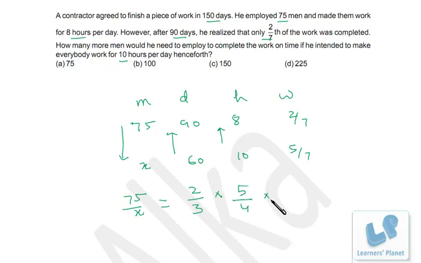So I write 5 by 4. Then more work is there, more men are required, that means direct variation. So it's 2 by 5. So it's 5, 5, 4, 4. So x is 75 into 3, that's 225 persons are required. So 75 persons are already there, so 150 more persons are required now. Since he has asked how many more men, that means it's 150.